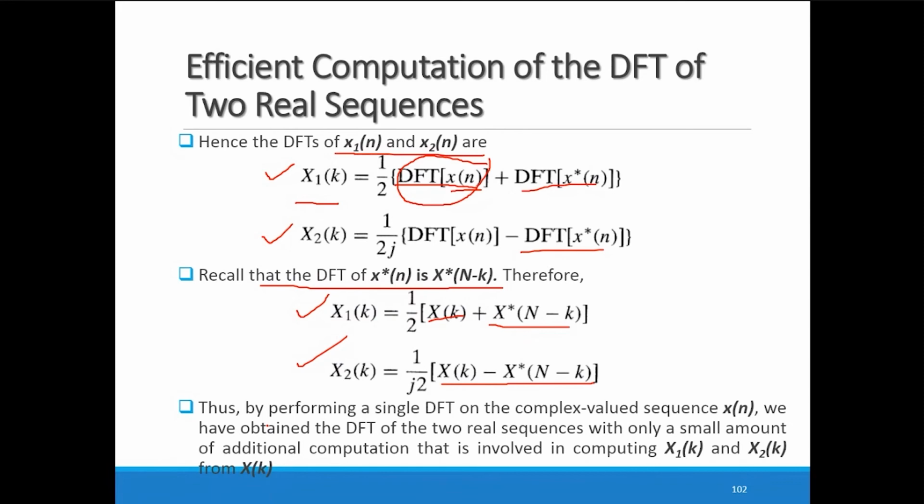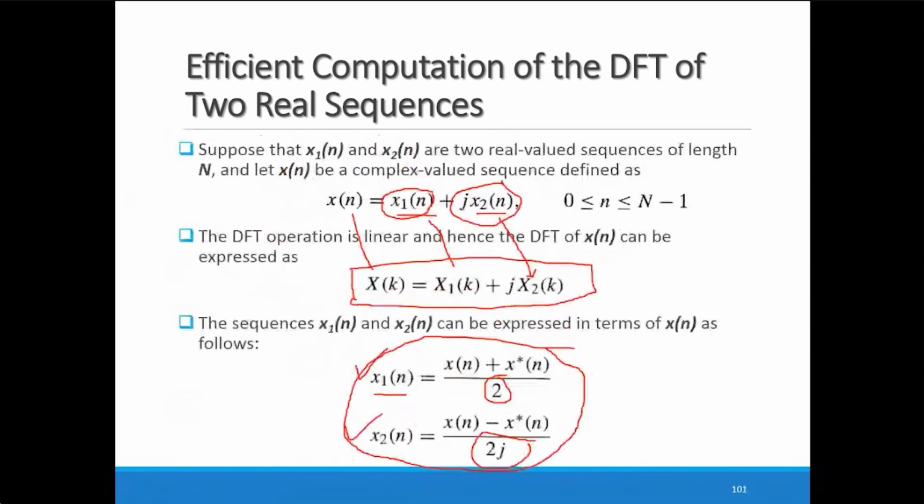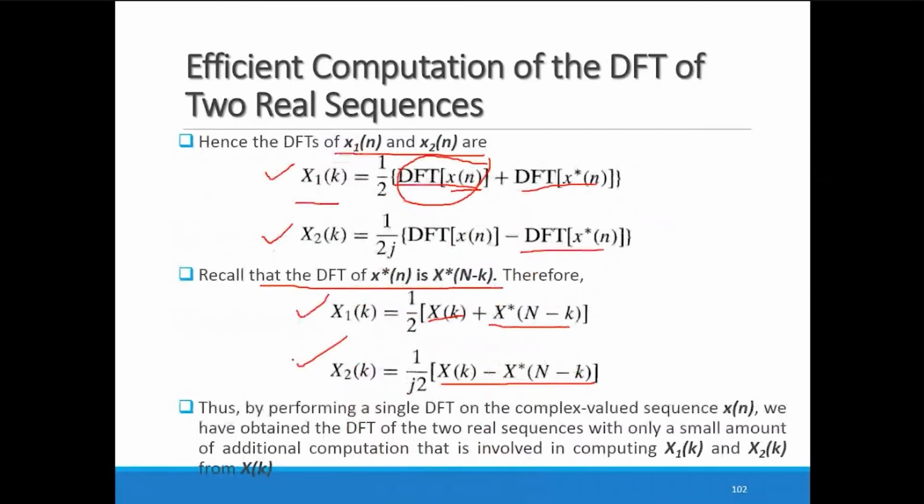So the main thing is what we have done. We have taken two real valued sequences x1(n) and x2(n), and we are interested in calculating their DFT only. But what we have done is we combine them into one sequence x(n), converting x1(n) and x2(n) into x(n) and the complex conjugate of x(n). Finally, we obtain the DFT of the first sequence X1(k) by applying this equation, and similarly we calculate the DFT of the second sequence by applying this equation.